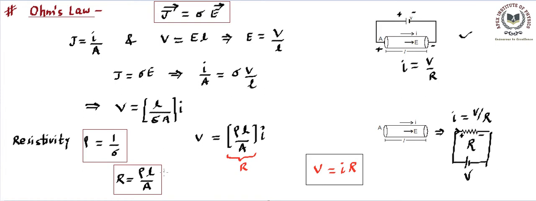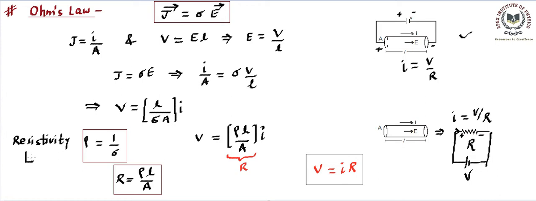Then we need to know what R is. We will say R is rho L upon A, that is, it depends on the material. Rho is the property of the material. So resistivity and conductivity both are properties of the material. That means they do not depend on the dimensions. L is the length, A is the cross-sectional area. From here we can see that if the length of the conductor is more, resistance is going to be more. If the cross-sectional area of the conductor is more, resistance is going to be less. And if the resistivity is more, then resistance is going to be more. So resistance depends on the material as well as its geometry and size, whereas resistivity does not depend on the geometry and size, it depends only on the material.